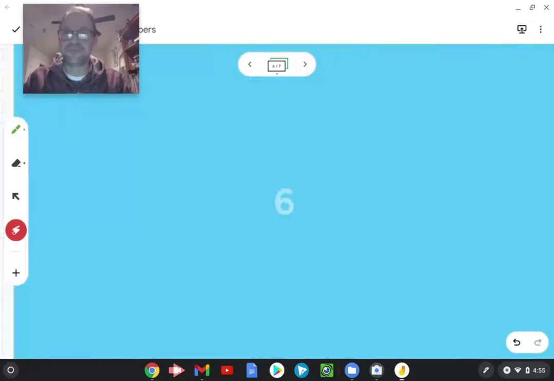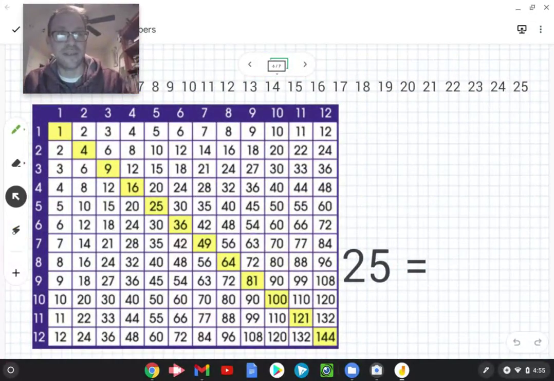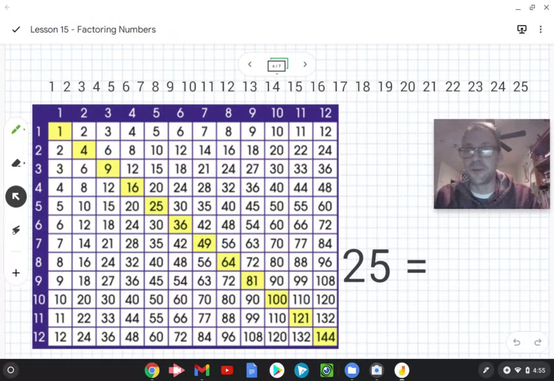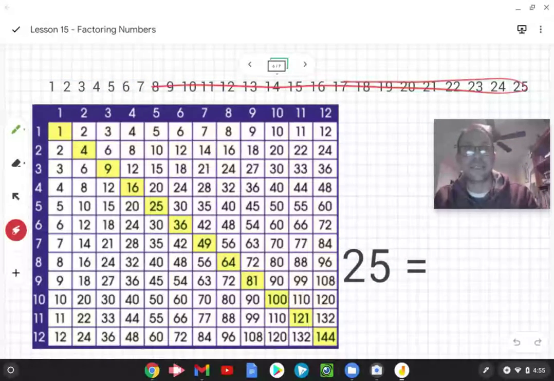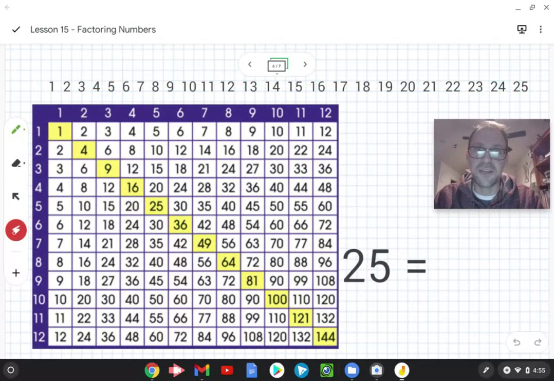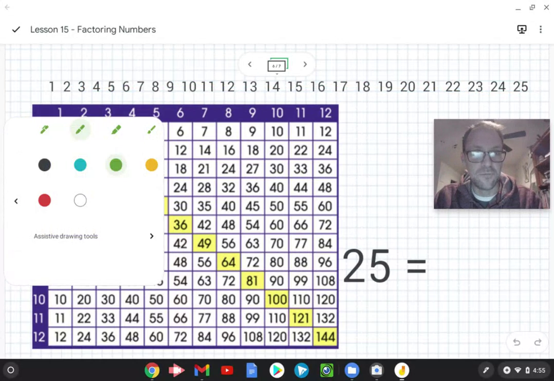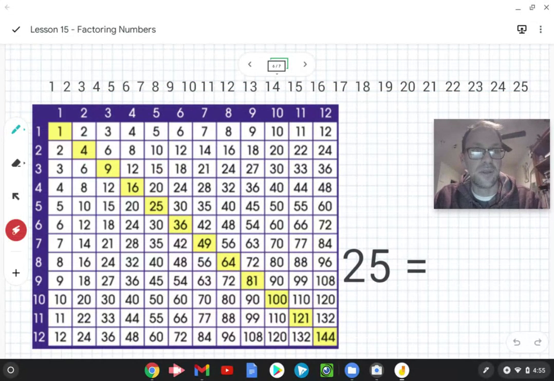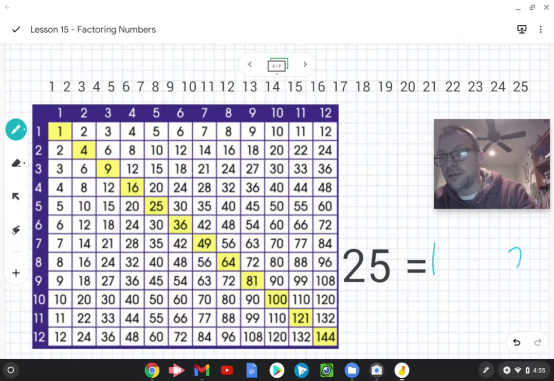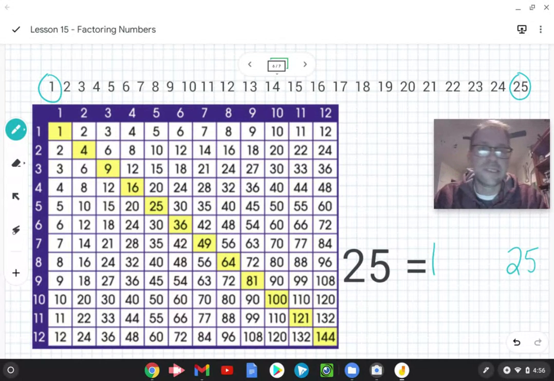Here's another example. 25. Let me move myself out of the way again. Okay, so 25. It's a big number, right? It's a huge, long number list here, but really there's very few factors of 25. Let's start at the beginning. 1 times anything gets us 25? Of course. 1 and 25. So we can circle 1, circle 25.